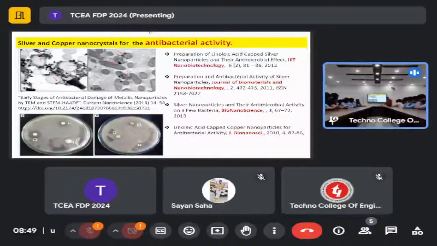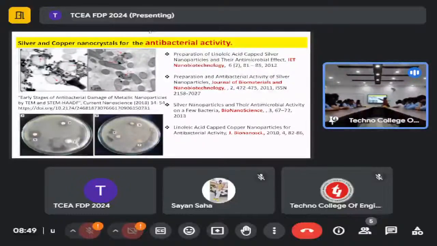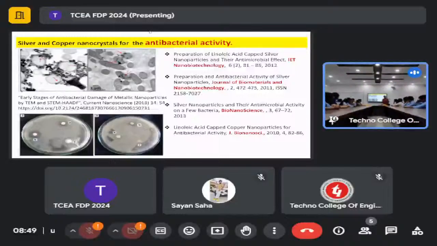So this is the antibacterial activity. I don't want to tell about this. Okay, let me simply tell you that the nanoparticles are smaller than the bacteria. When we use the nanoparticles, they may enter through the pores of the bacteria or attach to the surface. It reacts with the enzymes, and that's why it kills the bacteria. So silver nanoparticle or copper nanoparticle can act as an antibacterial agent.